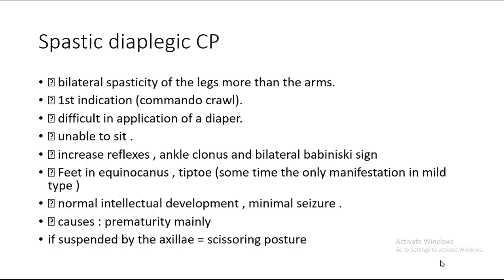The child is unable to sit. The examination shows pyramidal features, increased reflexes, ankle clonus, and bilateral Babinski sign. The feet are usually in equinovarus form or posture. Usually they have normal intellectual development and a minimal percentage of seizures.